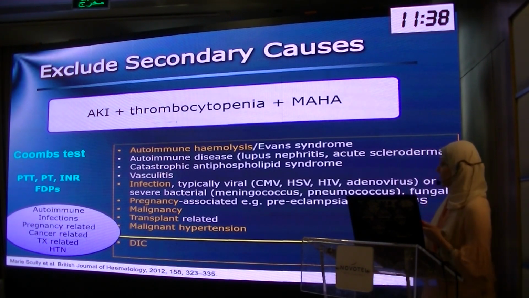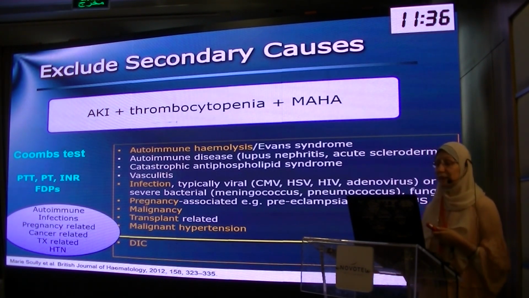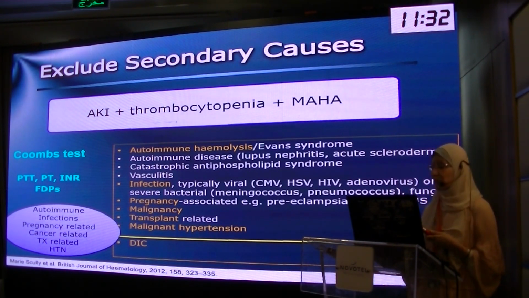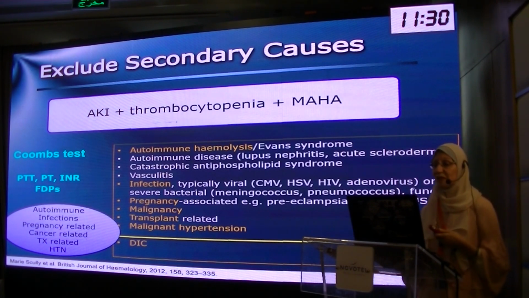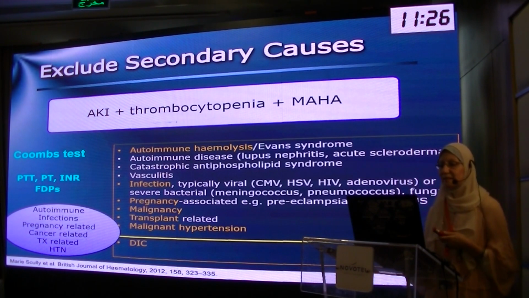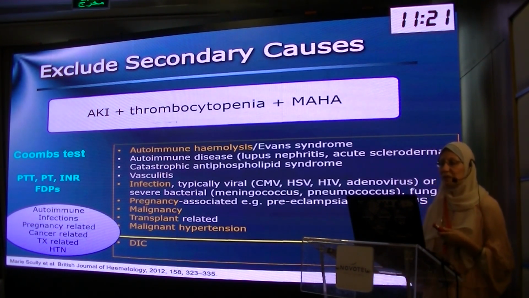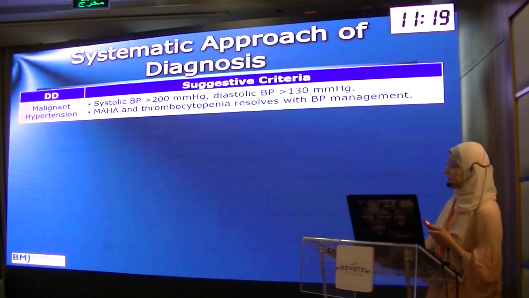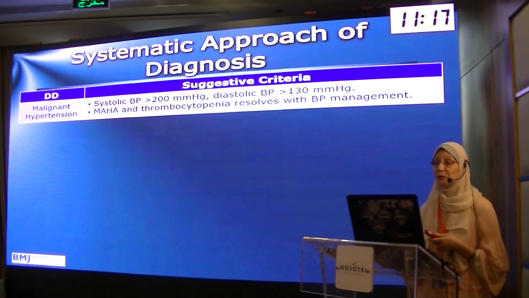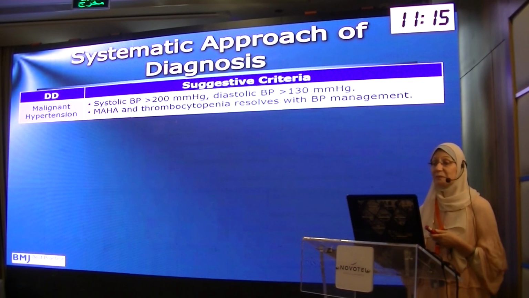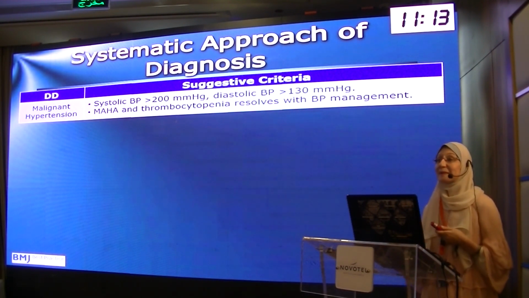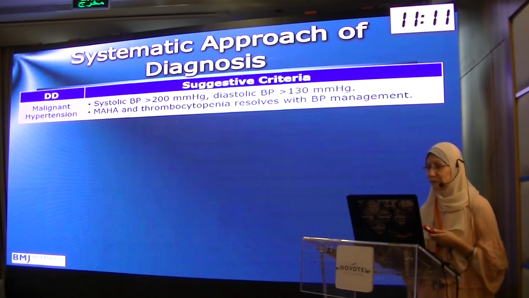Now, if you go through the secondary causes, you have autoimmune diseases like lupus nephritis, acute scleroderma, catastrophic antiphospholipid syndrome, vasculitis, infections, viral, bacterial, and fungal, pregnancy-related, malignancy-related, transplant-related, and malignant hypertension. So all these have to be considered. For instance, if your patient has a systolic blood pressure more than 200 and diastolic more than 130 mmHg, this condition can resolve by controlling the blood pressure.